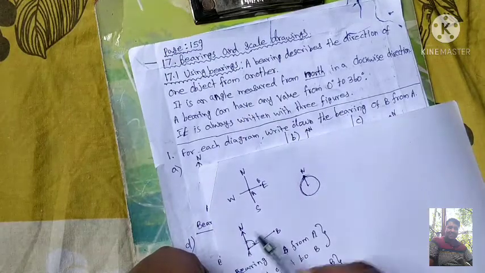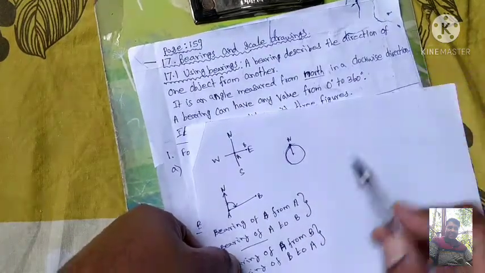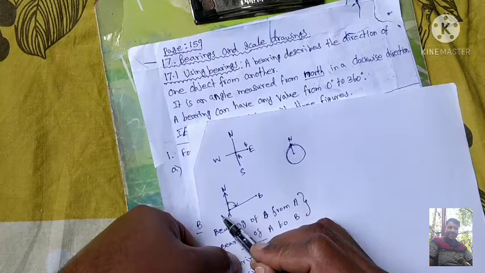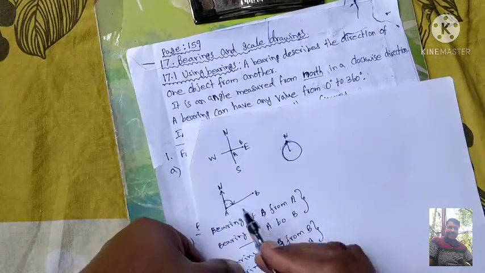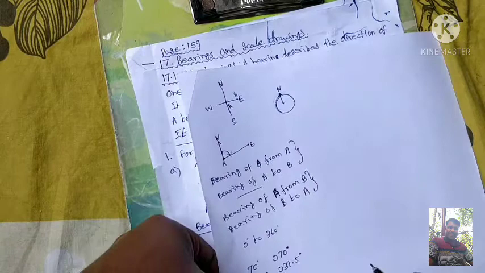So we have to start from here and go in a clockwise direction. So this is the clockwise direction. If you are going the other way, it is an anti-clockwise direction. So we are going to come to this. So you have to remember the second point.